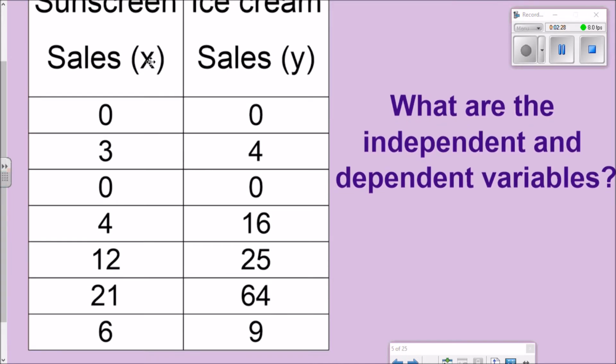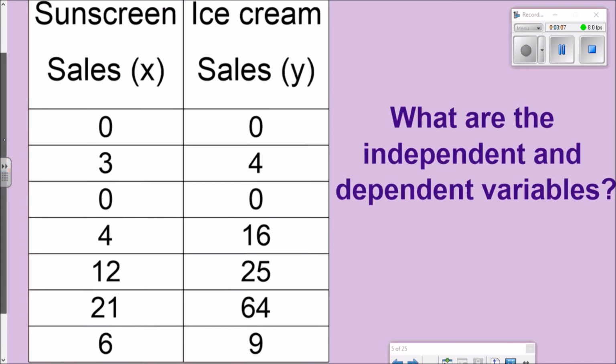So sunscreen sales start at 0 for this month here, and then as the months continue, the number of sales changes. Same for ice cream. Now, you should be able to see that these two are related to each other. Both of these months, they're both 0. 3 and 4, 0. This one's 4, this one's 16, so they both got higher, but there's a difference. But look, they're going up. They're still going up, and they're back down. So these two are related to each other. They're directly proportional to each other.